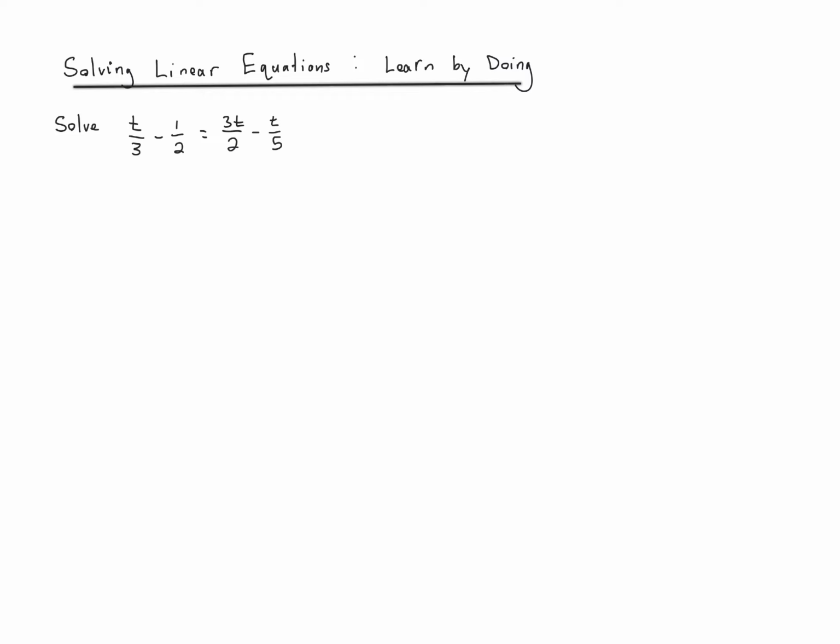Solve t over 3 minus 1/2 equals 3t over 2 minus t over 5. Here we have an equation with fractions that we need to solve. What should we do first? The first step when we're solving an equation with fractions is to get rid of the fractions by multiplying both sides by the LCD, or the least common denominator. In this case, what is the LCD?